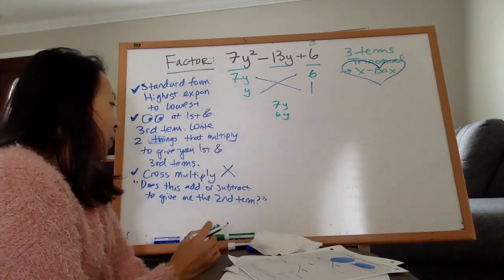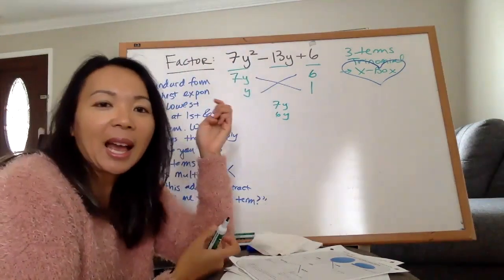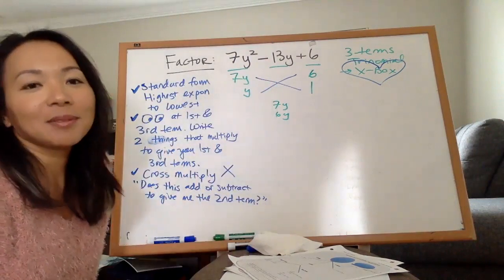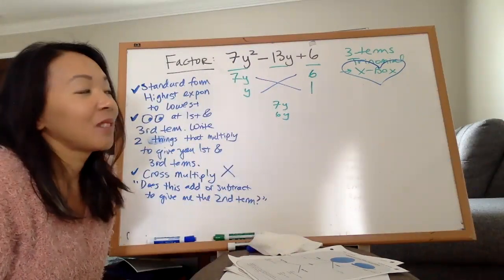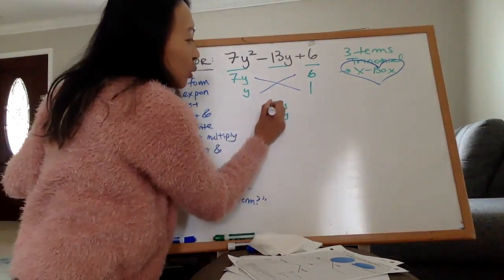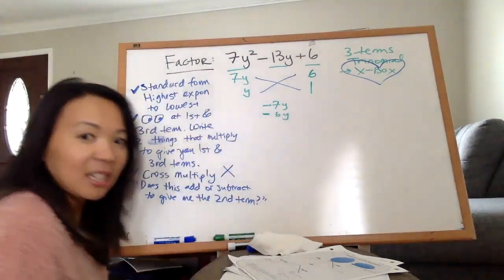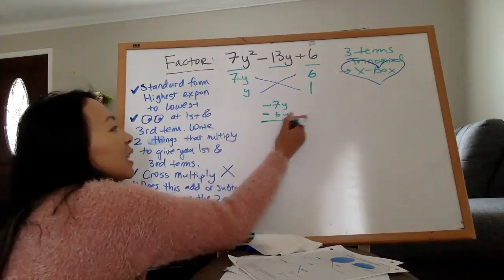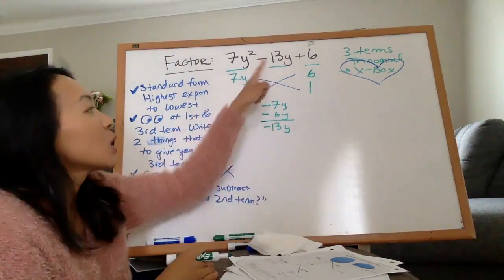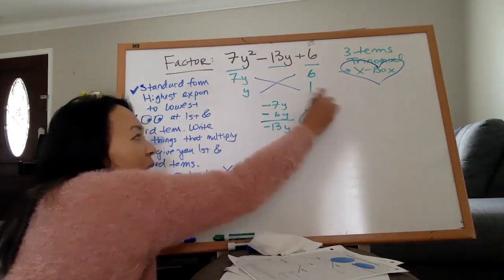And I'm going to ask myself, is there any way that I can combine these to get a negative 13y? Can I add or subtract these numbers to get a negative 13y? And guess what? What do you think? All right, no response. So here, I'm going to do a negative and a negative. If I have a negative 7y and a negative 6y, I will indeed, if I add those two together, get a negative 13y, which is what I wanted. So I know that these are the winner chicken dinner answers. So these are the right answers.